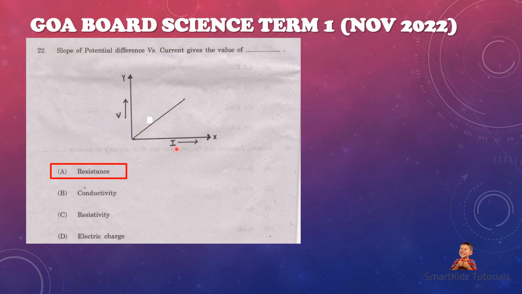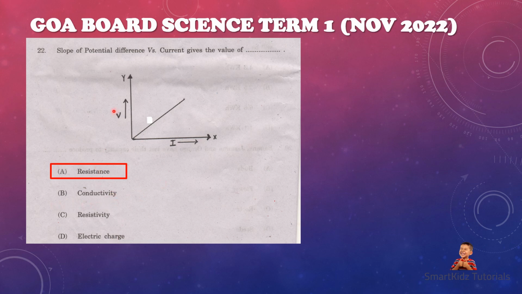However, just to bring it to the attention of those who are watching in the future, if this was reversed, that means if the current was on the y-axis and potential difference was on the x-axis, then you would have actually got 1 upon R. And 1 upon R is not resistance, rather it is conductance. So it would have referred to the conductivity and not resistance.